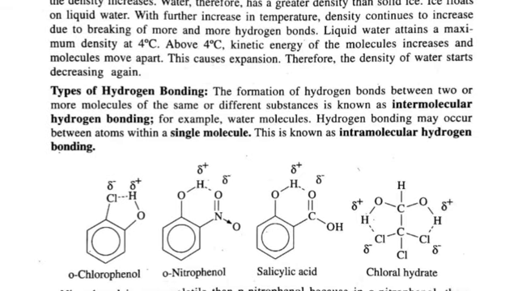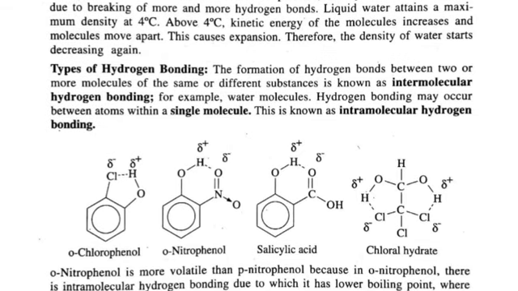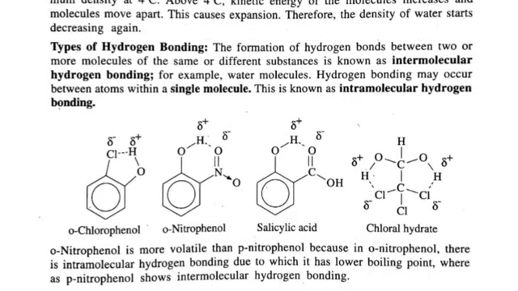There are two types of hydrogen bonding, as you know very well: intermolecular hydrogen bonding and intramolecular hydrogen bonding. The formation of hydrogen bonds between two or more molecules of the same or different substances is known as intermolecular hydrogen bonding, for example in water molecules. Hydrogen bonding may also occur within a single molecule. This is known as intramolecular hydrogen bonding. As you can see here: orthochlorophenol, orthonitrophenol, salicylic acid, chloral hydrate.